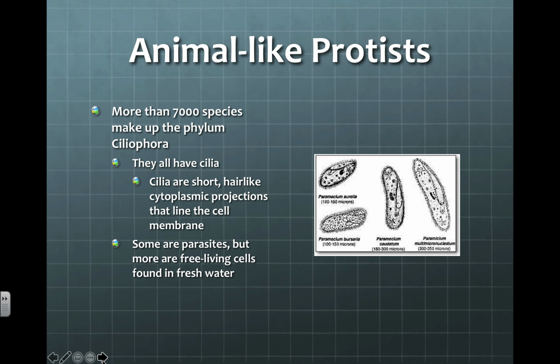A lot of them are parasitic, some are free living, but mostly they're found in fresh water. Now, of all the types of movement we've talked about, cilia is the quickest. And I think I've mentioned that amoeba and flagella are a little bit slower. So cilia tends to be quicker. They can beat those little cilia back and forth and move forward or backward.